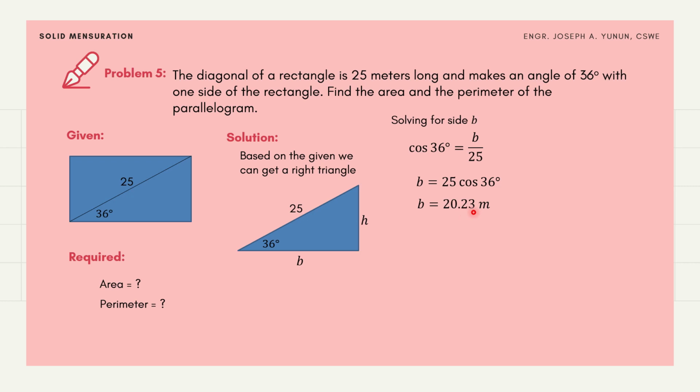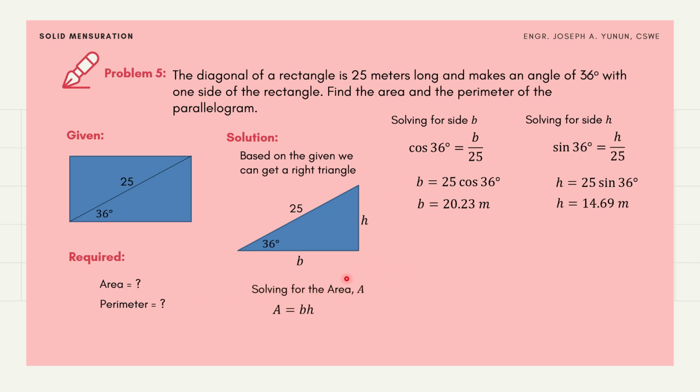Similarly, solving for the height, I could use a sine function. Sine of an angle is opposite over hypotenuse. So sine 36 is equivalent to opposite all over the hypotenuse. Simplifying that, you arrive at this equation, 25 sine 36, and using your calculator, the height is 14.69 meters.